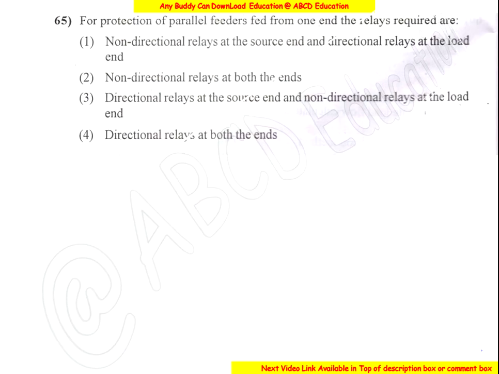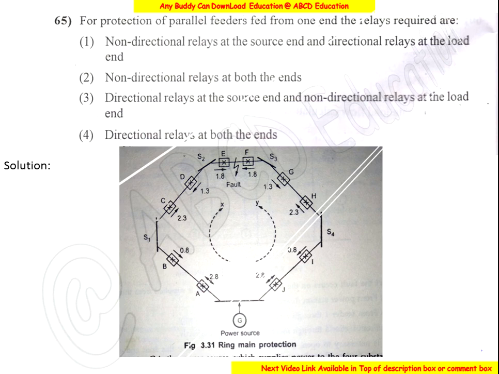Now come to question number 65. For the protection of the parallel feeder fed from one end, the relays required are. These are the options. Now come to the solution. We know that this is the generation, and at the generation end we use non-directional relay, as mentioned in the solution, that A and J are the non-directional relays, but at the load end we use directional relay. So the answer is first, non-directional relay at the source end and directional relay at the load end.